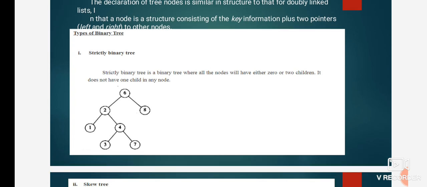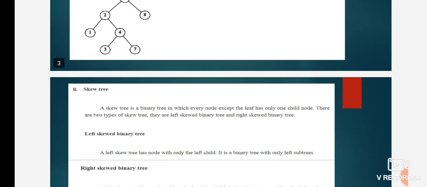The first one is strictly binary tree. A strictly binary tree is a binary tree where all the nodes will have either 0 or 2 children. It does not have one child in any node. So here 6 is the root node, which has 2 children, and 2 is the parent node also having 2 child nodes. So that is a strictly binary tree.